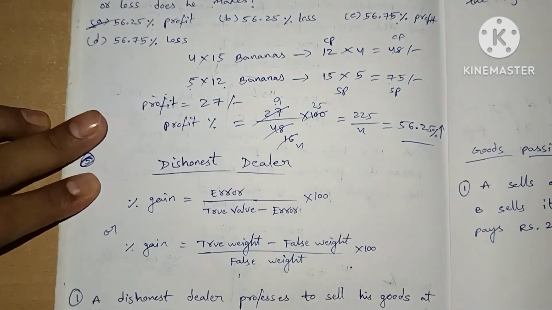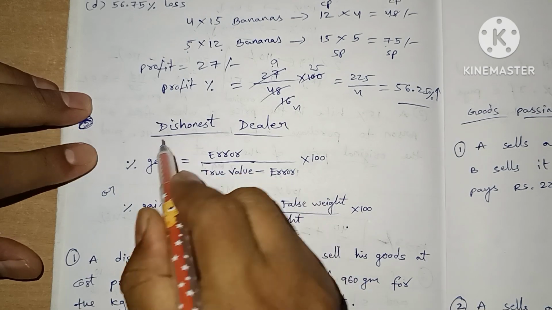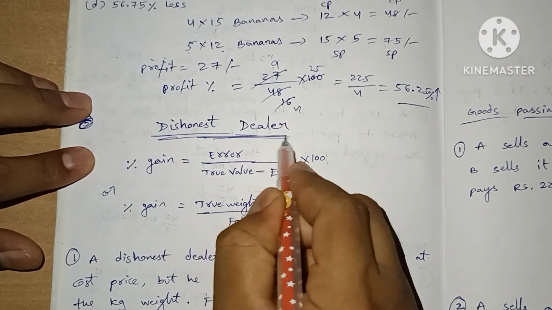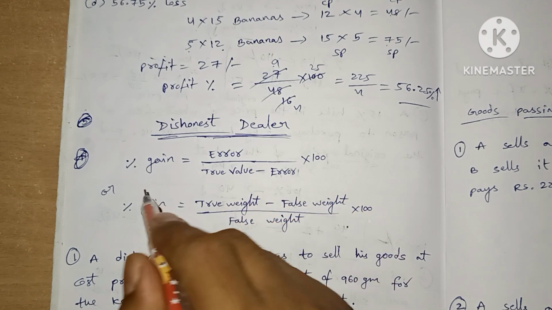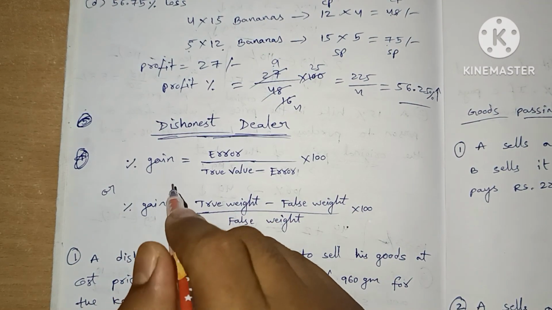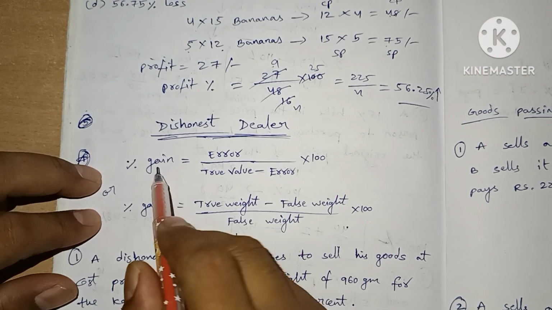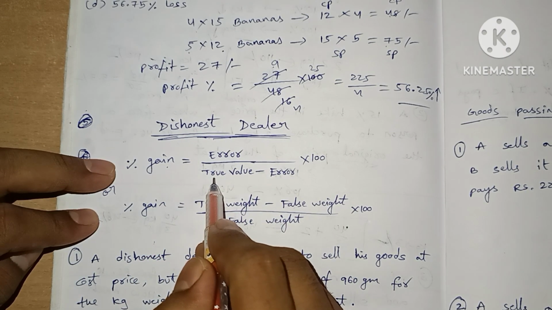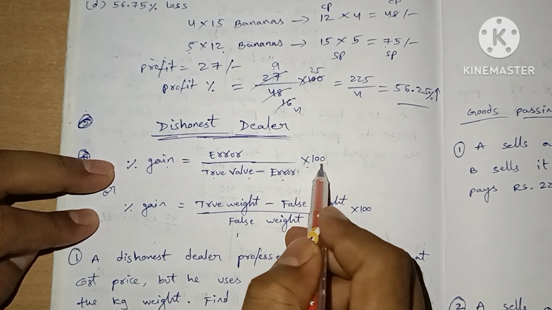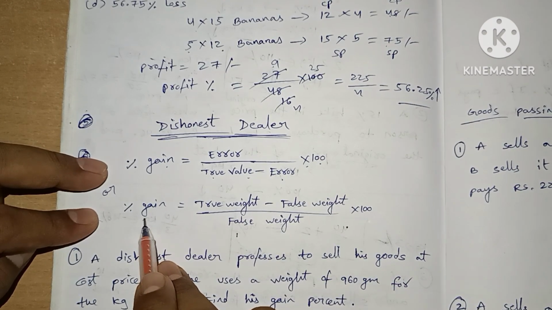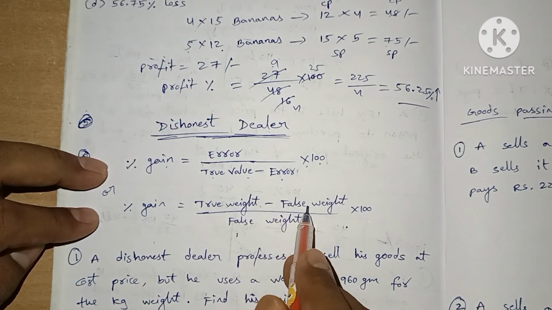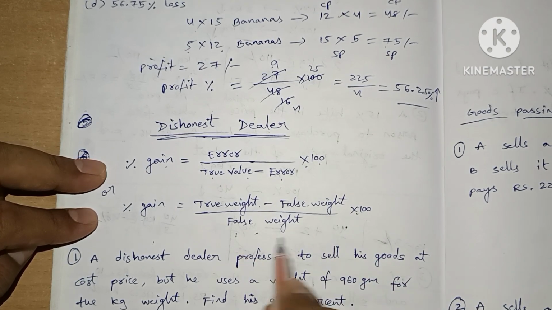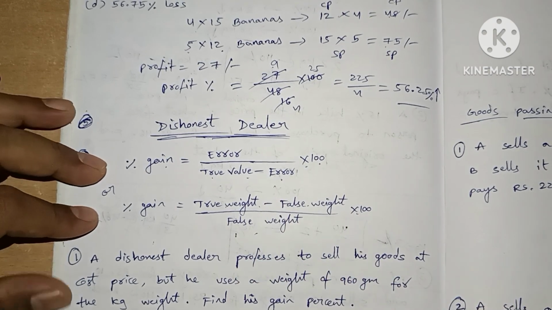Let's see a new concept called dishonest dealer in profit and loss. Here in dishonest dealers, the question asked is about percentage gain. For percentage gain, we have two formulas. Percentage gain is equal to error divided by true value minus error into 100, or else percentage gain is equal to true weight minus false weight divided by false weight into 100. Let's practice this with the questions.